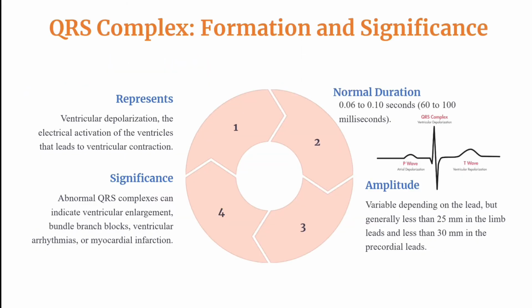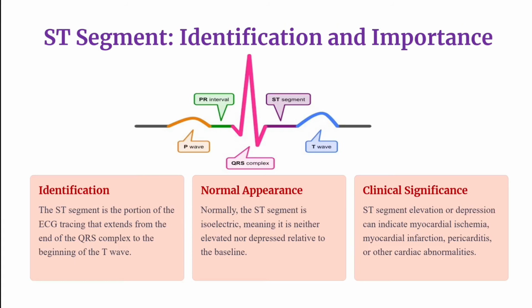The QRS complex represents ventricular depolarization, the electrical activation of the ventricles, which leads to ventricular contraction. It has a normal duration of 0.06 to 0.10 seconds and varies in amplitude based on the lead placement. A wide QRS complex may indicate ventricular hypertrophy, bundle branch block, or ventricular arrhythmias, while pathological Q waves may suggest a myocardial infarction. ST segment, identification and importance. The ST segment is the portion of the ECG between the end of the QRS complex and the beginning of the T wave.